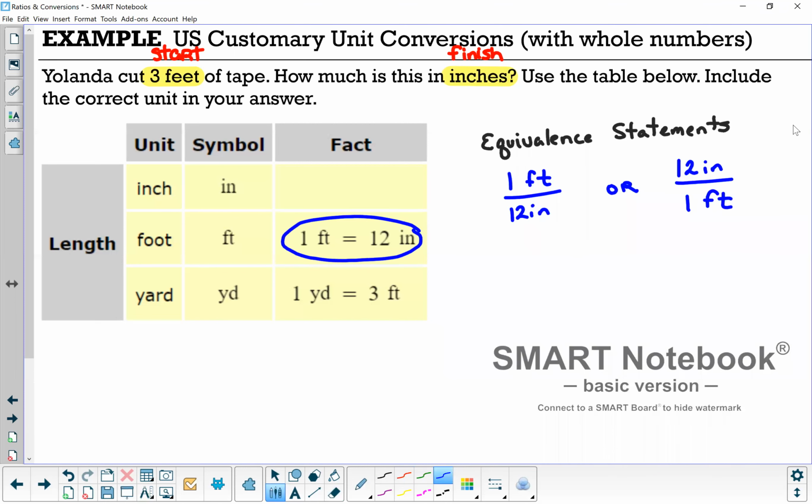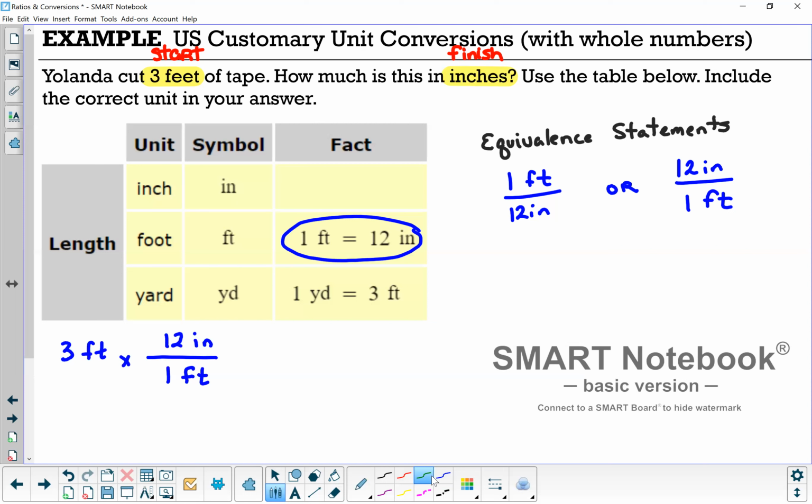Now keep in mind, this equivalent statement can be written in fraction form 2 ways: 1 foot over 12 inches or 12 inches over 1 foot. So only one of those is the one that we need, but remember they are equivalent. So if we start with 3 feet, and then we're going to multiply by our equivalent statement here, I can see that I need to put the foot portion in the denominator. So 1 foot in the denominator, which means 12 inches must go in the numerator.